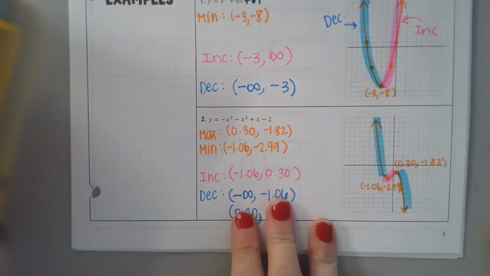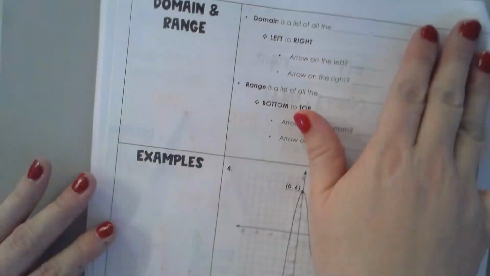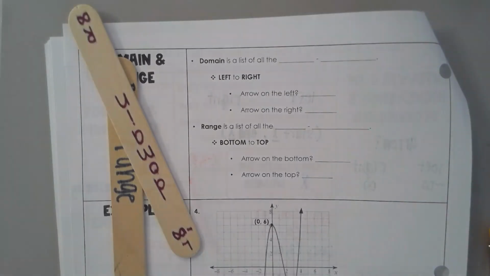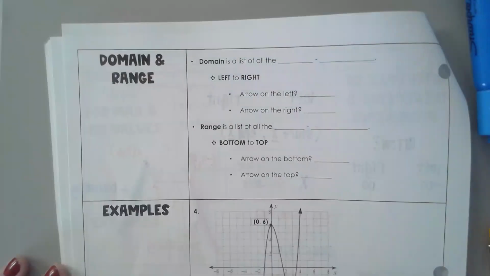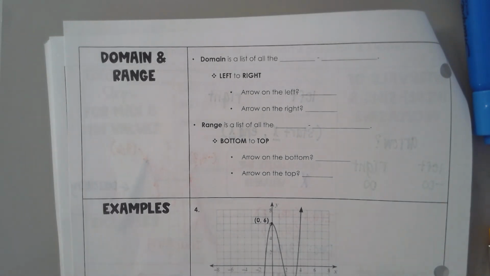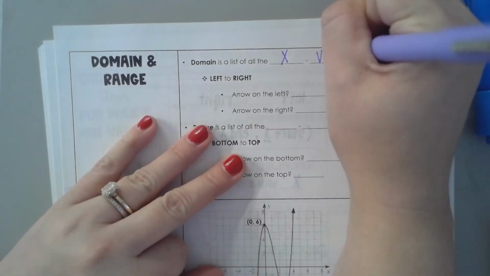Questions? Yes. We're getting ready to use this. So here's where you're going to need your popsicle sticks. We talked about domain and range earlier this year. Does anybody remember anything? Does anybody remember what domain is? An X. Domain is a list of all the x values.